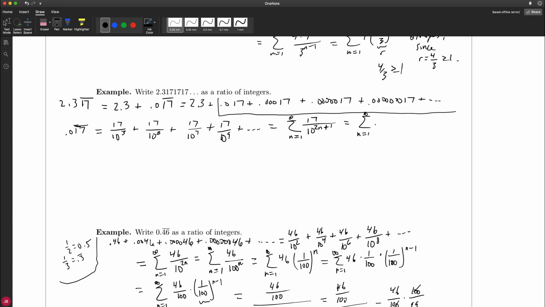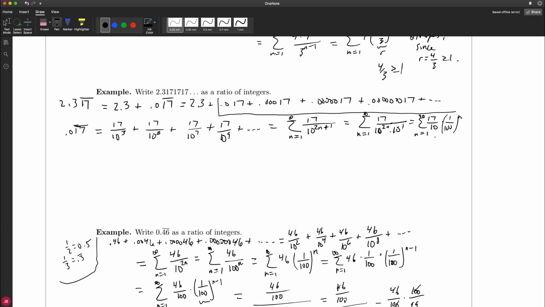This is 17 over 10 to the 2n times 10 to the first. Notice I cannot call this 100 to the 2n plus 1 because I need to separate as 10 to the 2n times 10 to the first. Okay, so that's 17 over 10, and now this is 100 to the n, which I'm going to write as 1/100th all to the n.